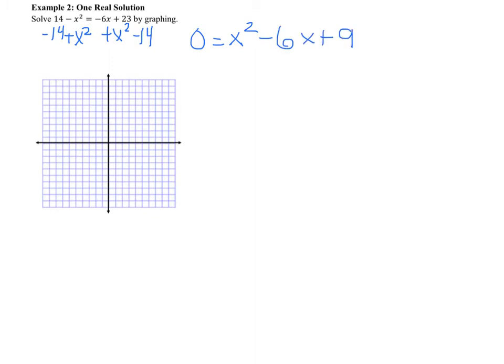And again, I want to find that middle value of x to use. So I'm going to use negative b over 2a.